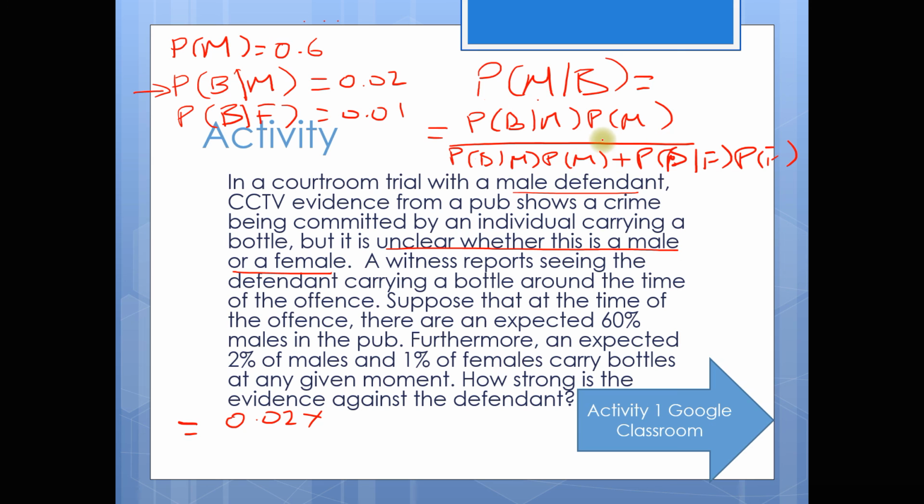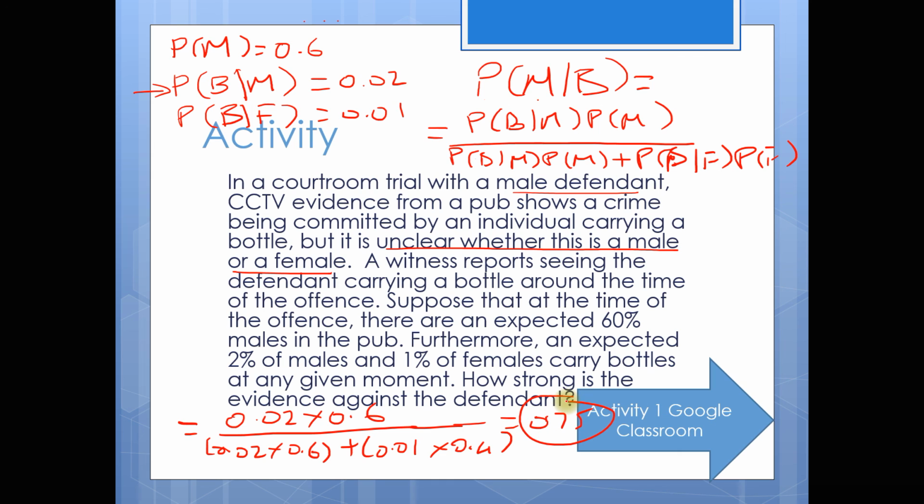multiplied by probability of M, which is 0.6, divided by the same thing, plus probability of B given F, which is 0.01, times the probability of F, which is 0.4. You can evaluate that. If I'm not mistaken, you get 0.75.